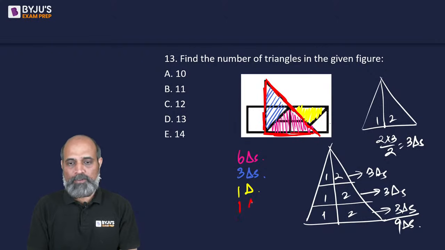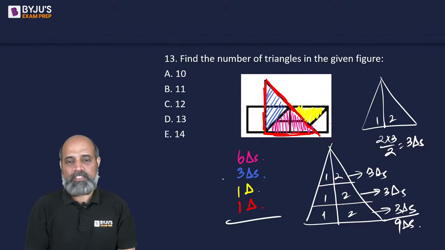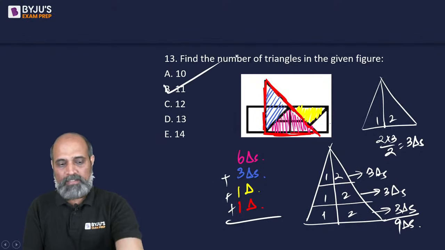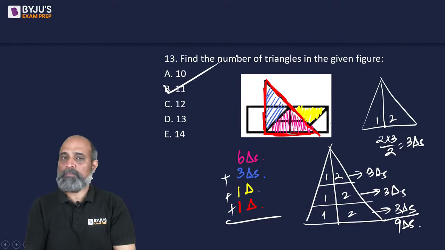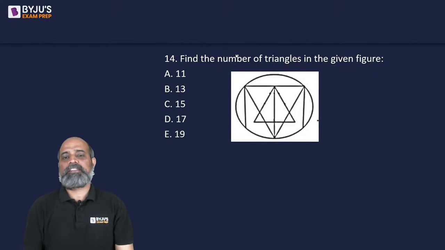So we will have one more triangle. So how many triangles do we have overall? 6 plus 3 plus 1 plus 1, 10 plus 1, 11. 11 triangles either. Good, good, good. Bigger one, right? सबसे बड़ा, blue and pink combined. Correct. Next one. Find the number of triangles in this given figure.